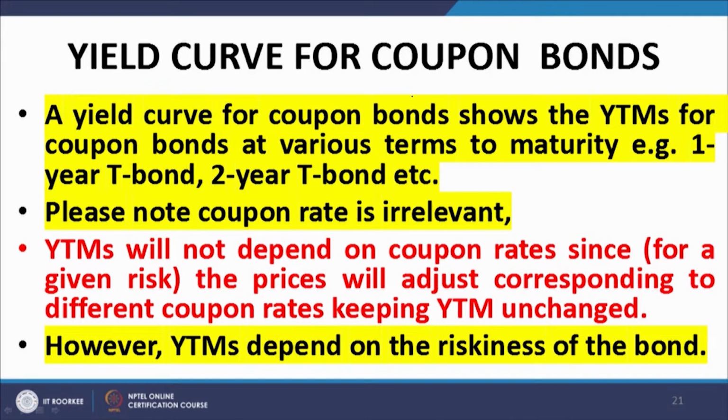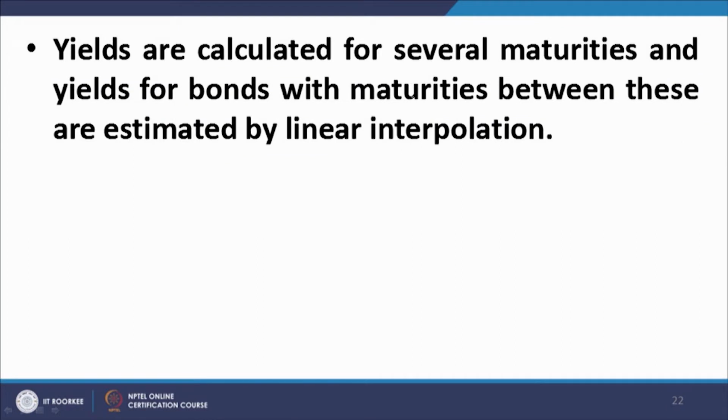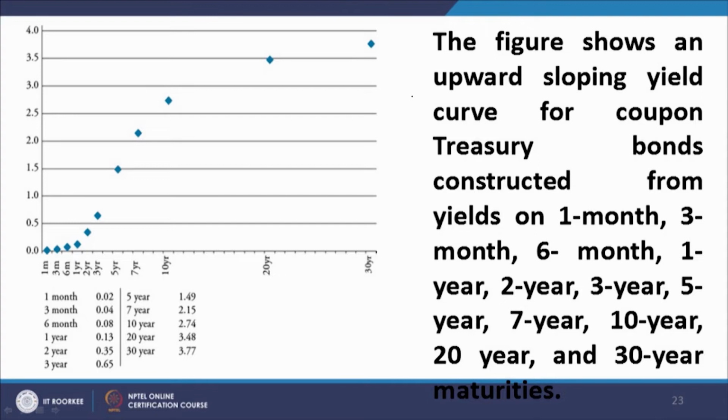YTMs will not depend on coupon rates, since for a given risk the prices will adjust corresponding to different coupon rates, keeping the YTM unchanged. And this is very fundamental. However, YTM depends on the riskiness of the instrument. Yields are calculated for several maturities, and yields for bonds with maturities between them are estimated by linear interpolation, more of a procedural issue. This is an example of a spot curve.